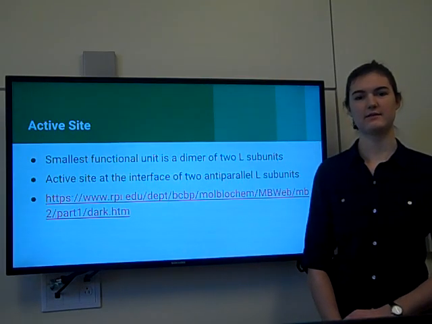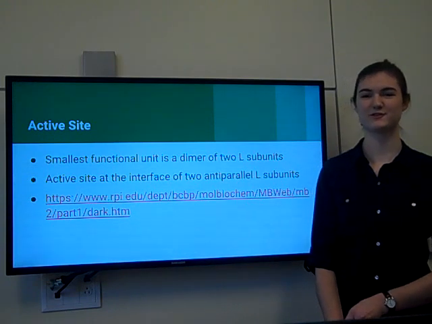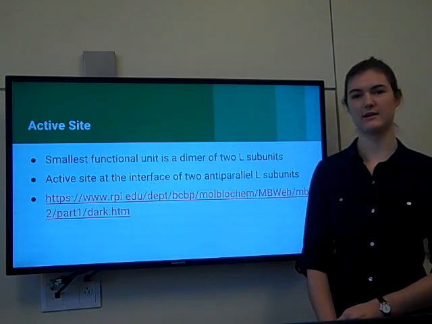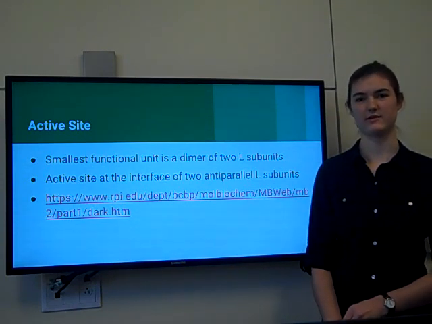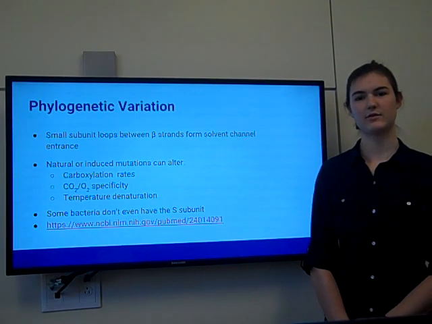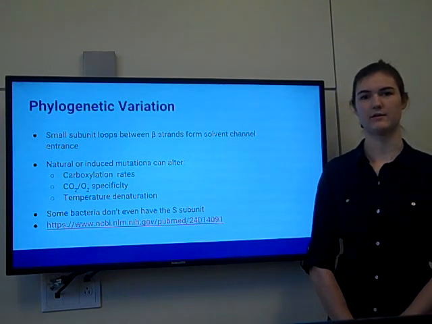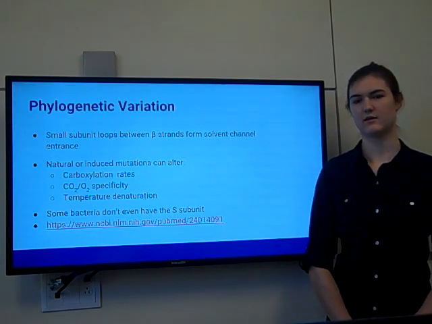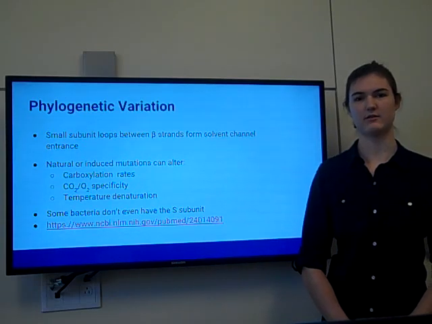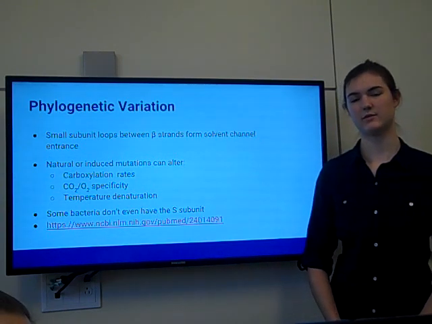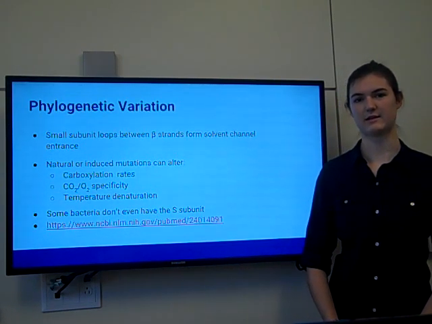The smallest functional unit of Rubisco is a dimer of 2 L subunits, and the active site is located at the interface of 2 L subunits which are parallel to each other. The small subunit has loops near the pore leading to the central solvent channel. Mutations in the beta strands forming these loops can cause changes in reaction rates, specificity, and denaturation. Some bacteria don't even have the S subunit because it's not involved in the actual reaction mechanism, as we'll see soon.